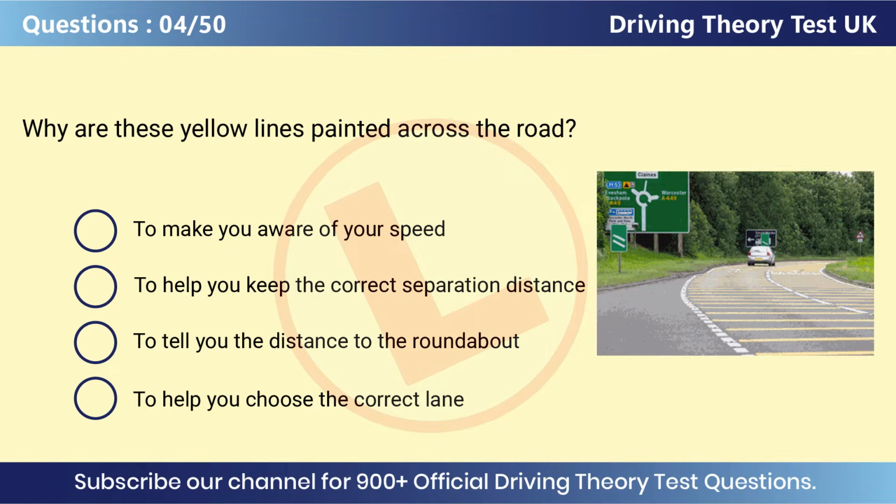Question 4. Why are these yellow lines painted across the road? A. To make you aware of your speed. B. To help you keep the correct separation distance. C. To tell you the distance to the roundabout. D. To help you choose the correct lane. The answer is A. To make you aware of your speed.